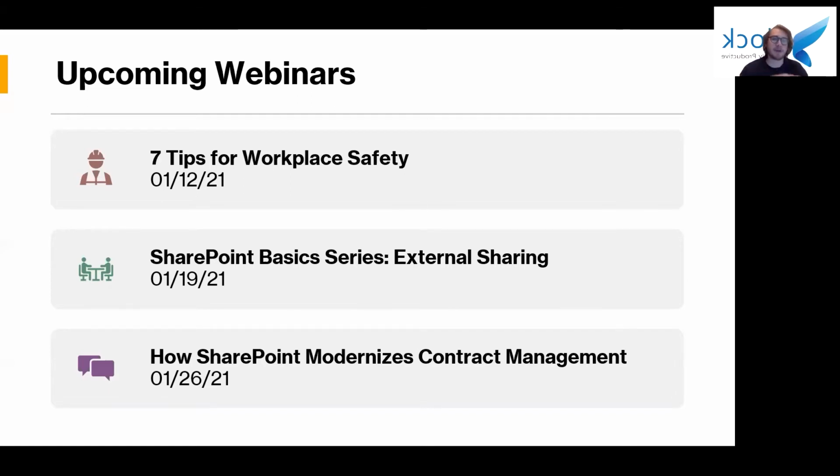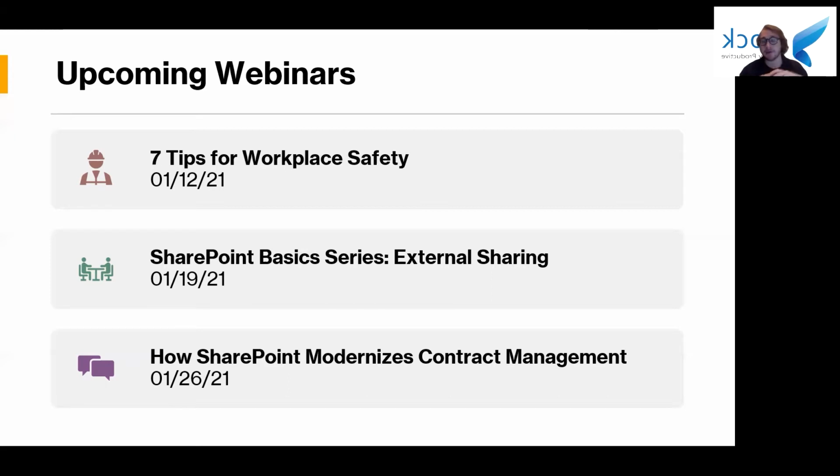So next week, we'll be talking about 7 tips for workplace safety, specifically what you can do to keep your team safe as you contemplate going back into the office in a maybe not post-coronavirus world, but a late coronavirus world. Things that you can do to minimize the spread, keep your team safe, and then also keep people safe while they're working remotely.